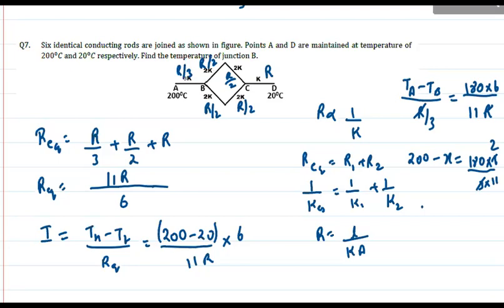Otherwise the concept is to convert your rod into resistance. It's easy. The first thing that I did was converting every rod into resistance. I took one as a reference and then converted everyone in terms of resistance. Since the length and A are the same and K is inversely proportional to R, if K is twice, then resistance is half. Makes sense? So I just assigned the value of R, and then it is the electric current problem that we have solved in class 10th. Easy, got it.